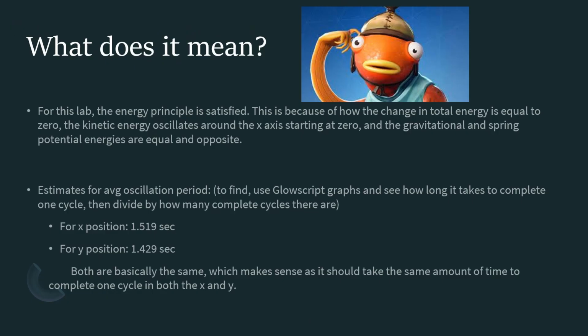What does this mean? For this lab, we see how the energy principle is satisfied. This is because the change in total energy is equal to 0. The kinetic energy oscillates around the x-axis starting at 0, and the gravitational and spring potential energies are equal and opposite, setting everything to 0 and allowing the energy to cancel out and be conserved.